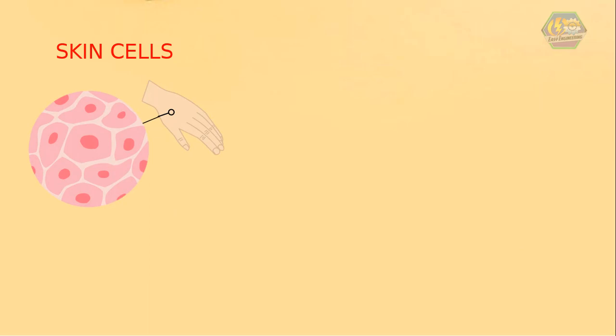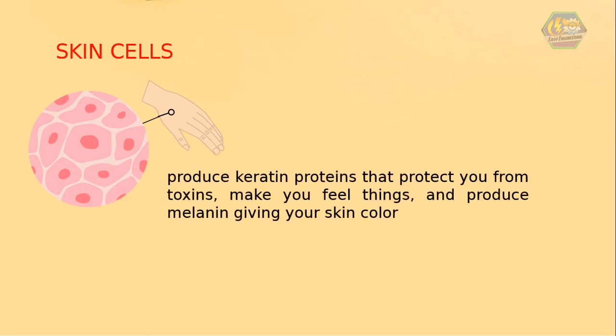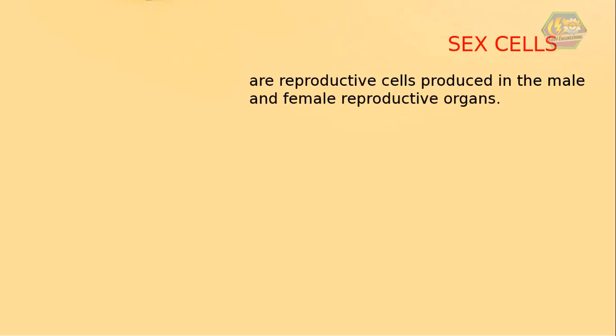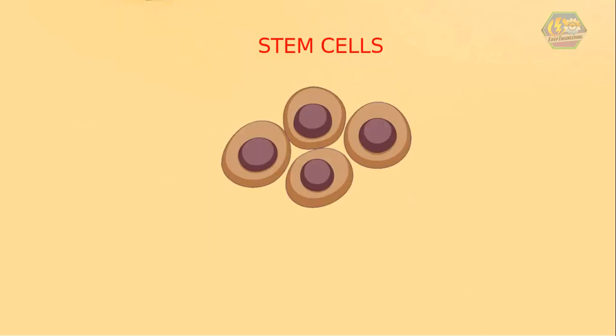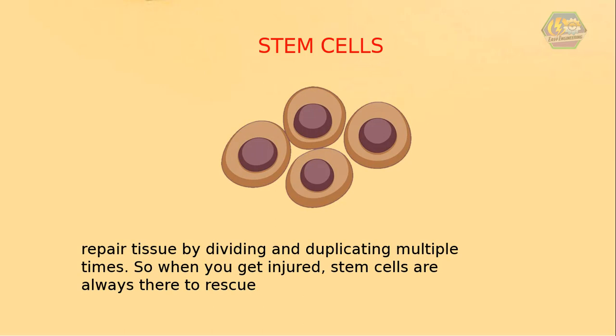Skin cells produce keratin proteins that protect you from toxins, make you feel things, and produce melanin, giving your skin color. Sex cells are reproductive cells produced in the male and female reproductive organs. Sperm are for males and eggs are for females. Don't think dirty, because these cells are the source of our lives. And lastly, stem cells repair tissue by dividing and duplicating multiple times. So when you get injured, stem cells are always there to rescue.